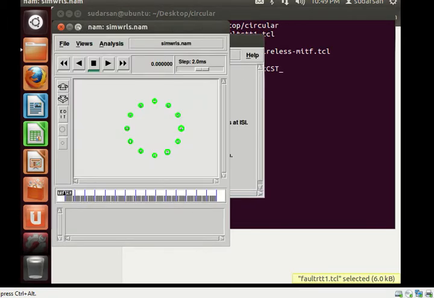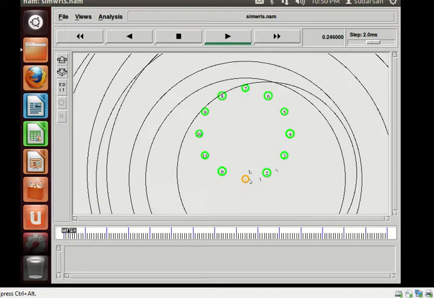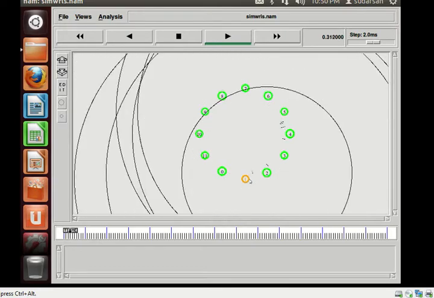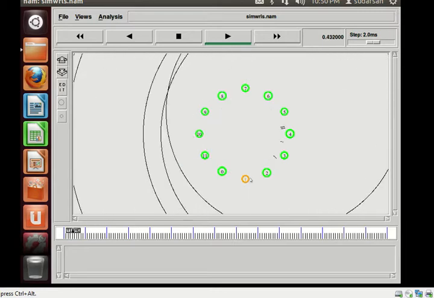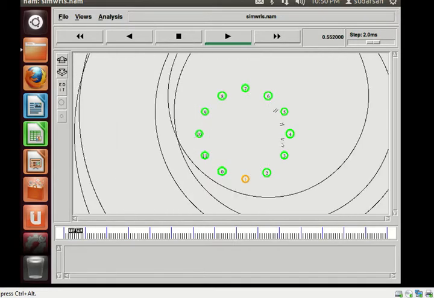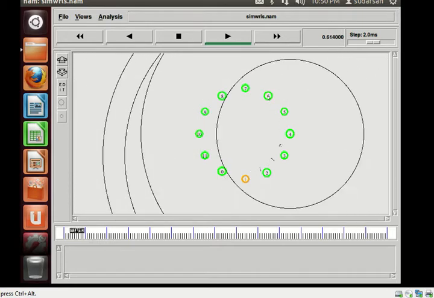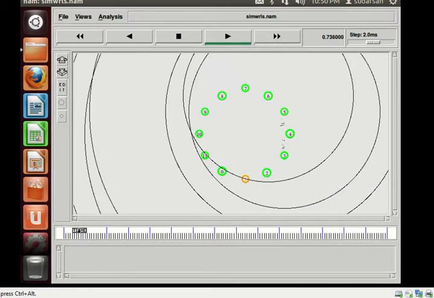The output is implemented with the help of NAM, the network animator, and when we play the output, we are identifying 1 as the source node, and 6 as the destination node. The circles are the RTS and CTS packets. The packets are transmitted from the source node, that is from 1, to the destination node, 6. It is transmitting in the shortest path.